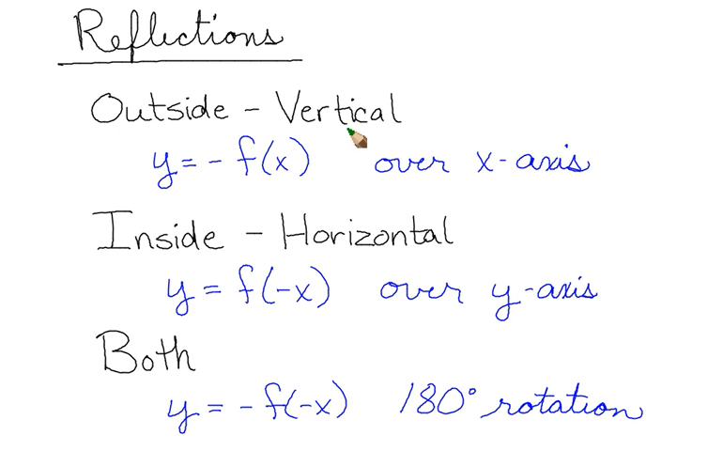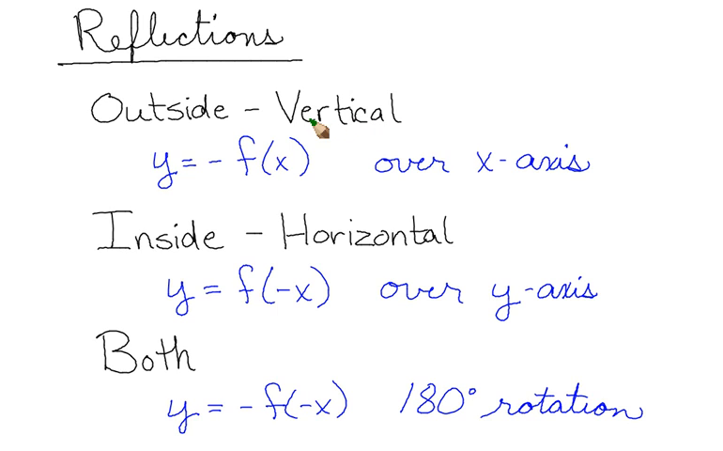An outside reflection would just tack on a negative to the front. Okay, and this is going to flip the whole graph over the x-axis. If it's on the inside, it would be a horizontal reflection. It's going to flip it over the y-axis. So this may be, again, opposite of what you would think. Vertical, you would think maybe y-axis, but just think about it this way.